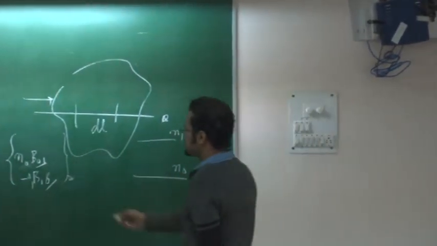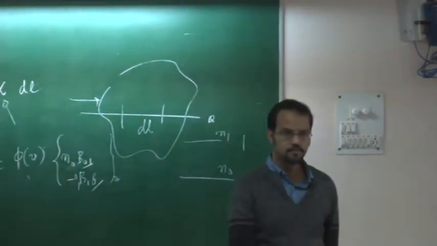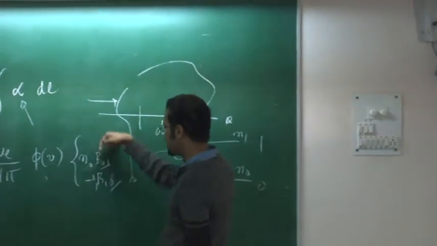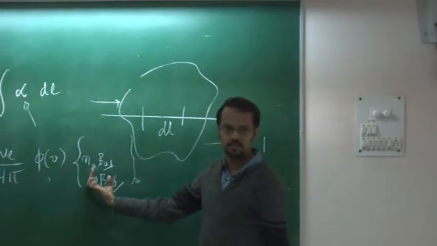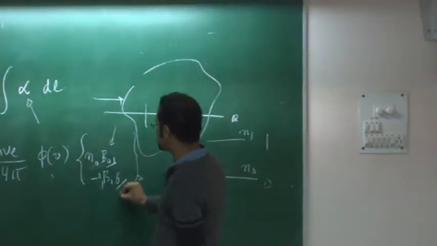Basically, this measures the number of transitions, so it's proportional to n0, and this is from the n1 to n0 transition. So this is basically the net number. That is what it depends on. These are the Einstein B coefficients.